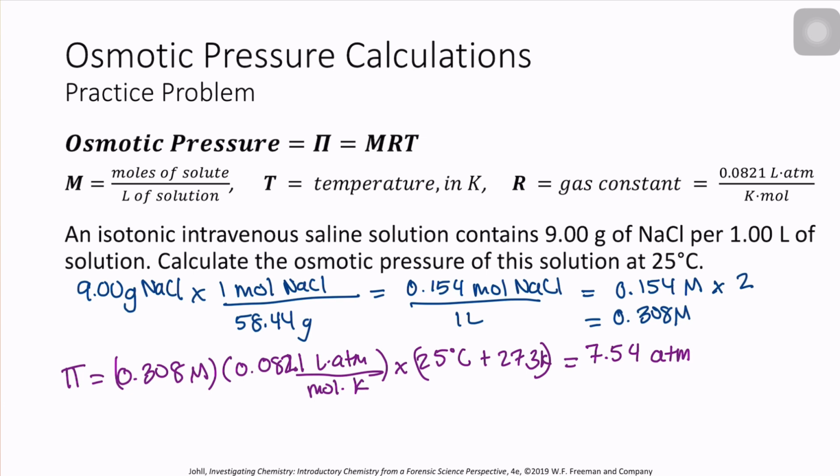If we look at our units, the molarity is going to cancel, Kelvin will cancel, and I'll be left with units of pressure. This is a really high pressure. So you can see the osmotic pressure for this saline solution is going to have to be very high.